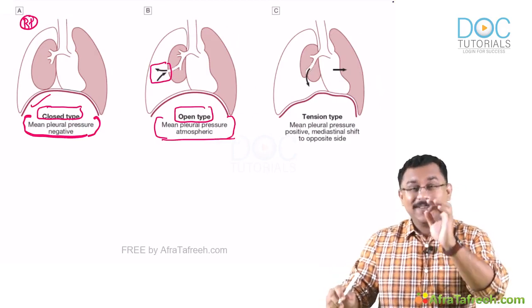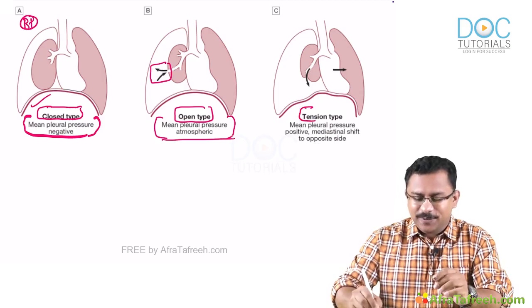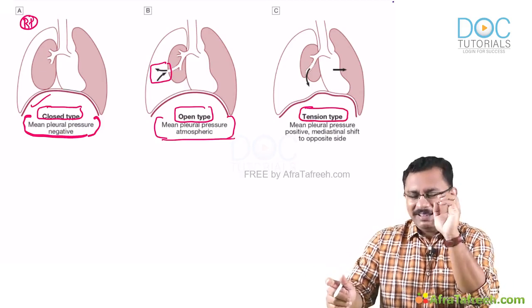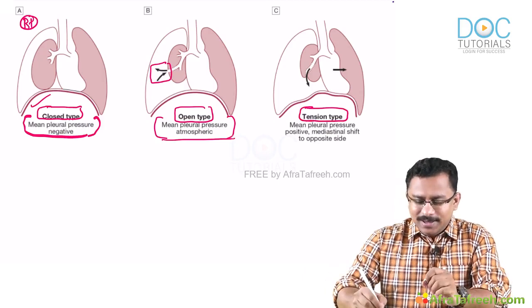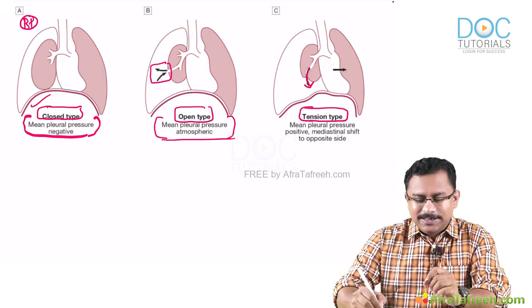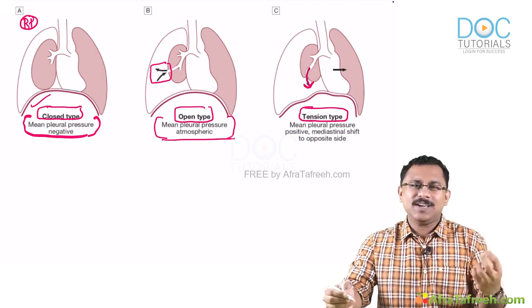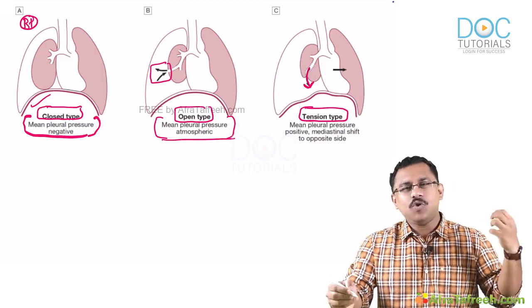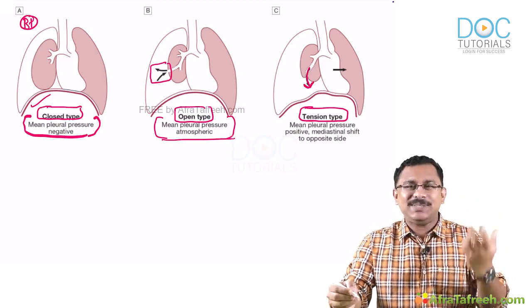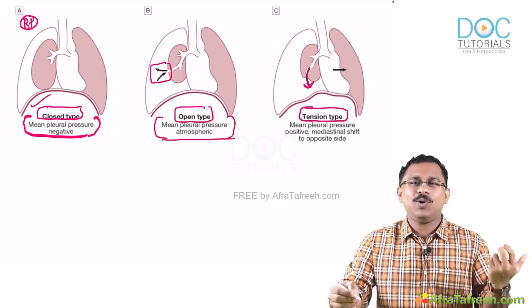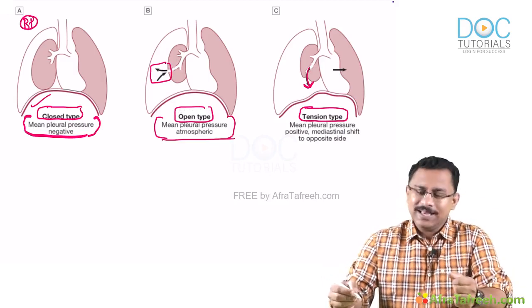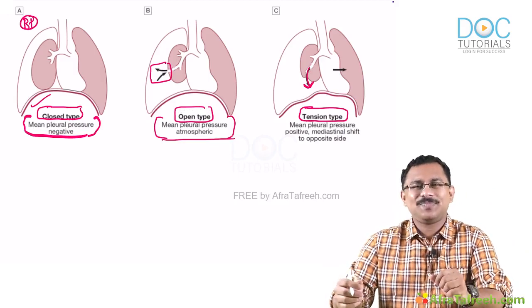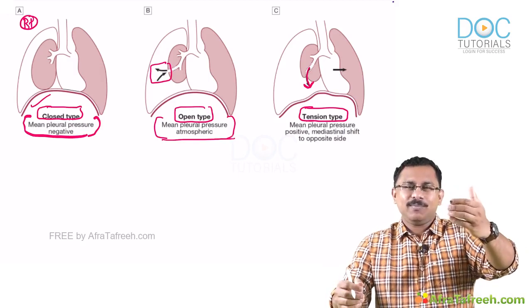Now the last one, the very important one, is called a tension type of pneumothorax. So this is a dangerous entity. Okay, just keep that in mind, a very dangerous entity where there is a communication, but the problem is there is a communication in such a way that the atmospheric air is actually coming into the pleural cavity, but there is no means of escape of the air inside the pleural cavity to outside, by which the air would keep on accumulating inside the pleural cavity. Okay, it's almost like a ball valve mechanism.